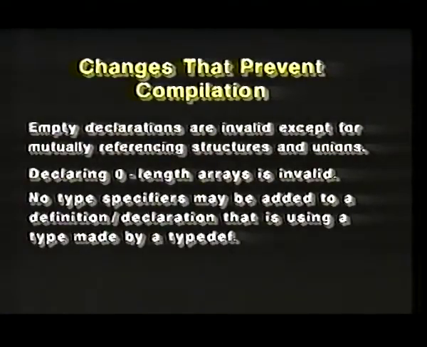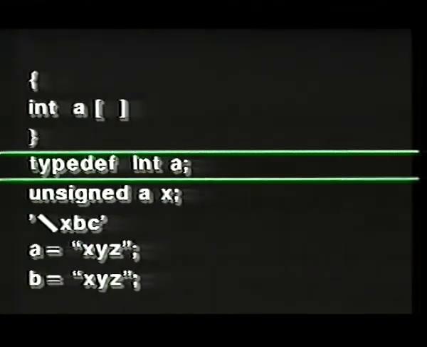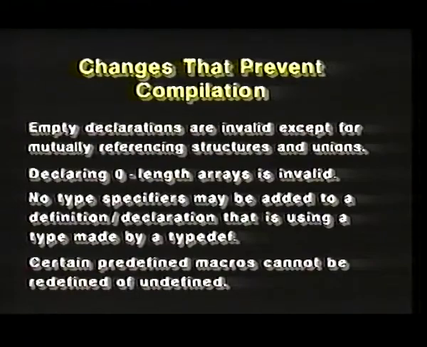No type specifiers may be added to a definition or declaration that is using a type made by typedef. So if you say typedef int A, you can't say unsigned A. The next thing is there's a certain number of predefined macros that cannot be redefined or undefined in ANSI. I'll talk about those later. If you do, you get a syntax error.